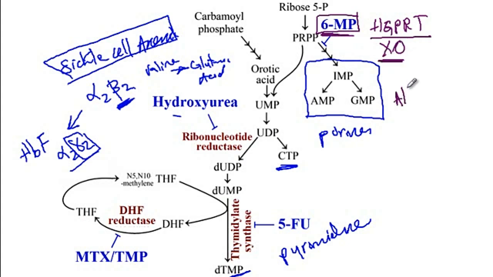So what happens in these patients is that if you also prescribe allopurinol, it will block the function of xanthine oxidase, and thus there would be increased toxicity of 6-mercaptopurine. So keep that in mind. If you prescribe allopurinol and 6-mercaptopurine together, there would be increased toxicity of 6-mercaptopurine.